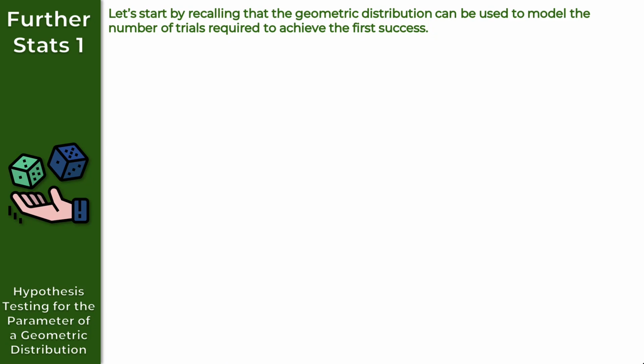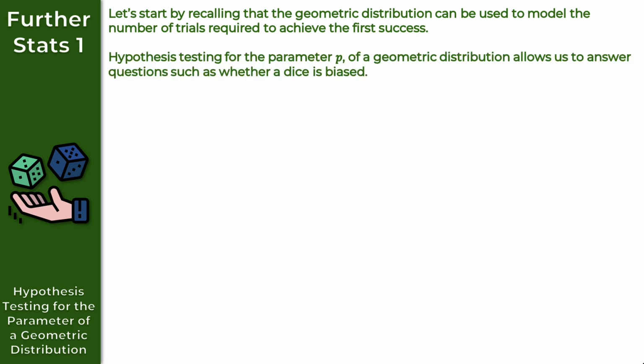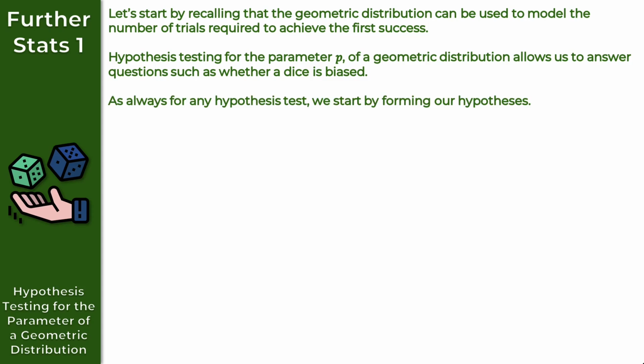In this video, I'm going to take a look at hypothesis testing for the parameter of a geometric distribution. Let's start by recalling that the geometric distribution can be used to model the number of trials required to achieve the first success. So hypothesis testing for the parameter p of a geometric distribution allows us to answer questions such as whether a dice is biased. And as always, for any hypothesis test, we should start by forming our hypotheses.